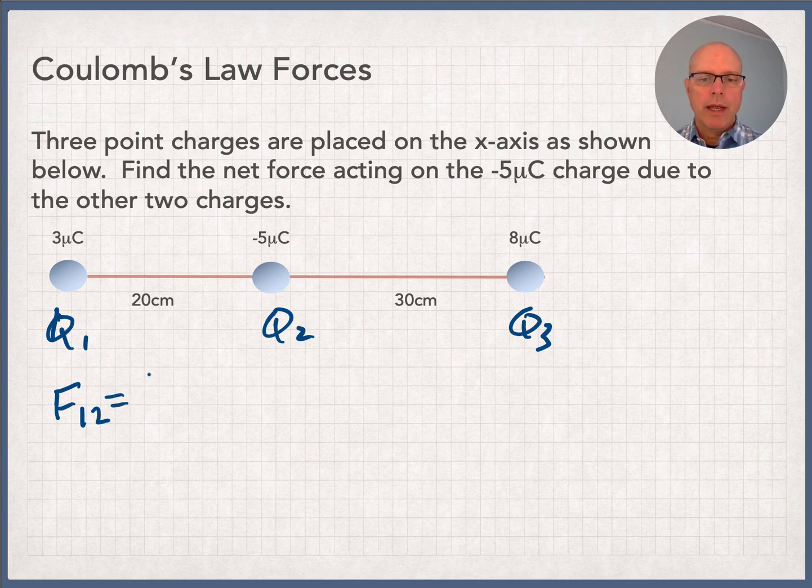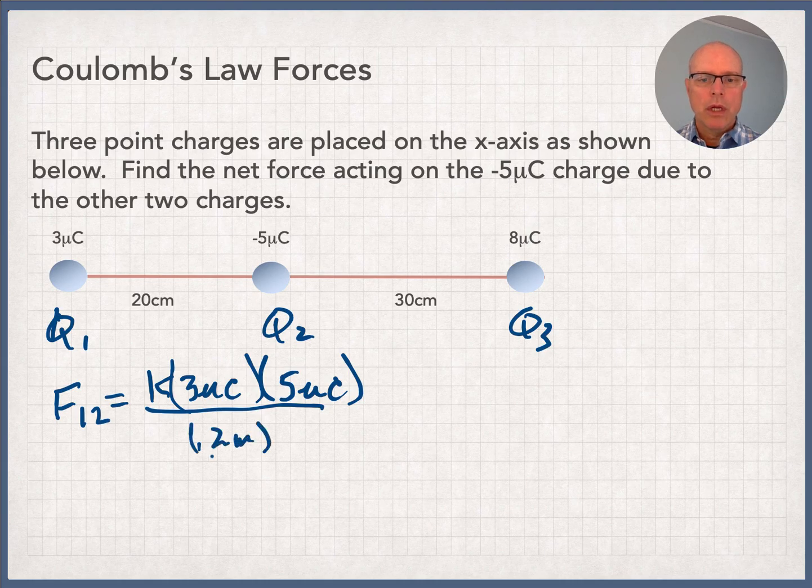The way I'm going to lay that out is this is just k times 3 microcoulombs, and we'll get right into the Coulomb's law math here, 5 microcoulombs, and then distance squared, 0.2 meters, whole thing squared. We'll grab for our calculator in a second, but I want to stress the idea of the notation.